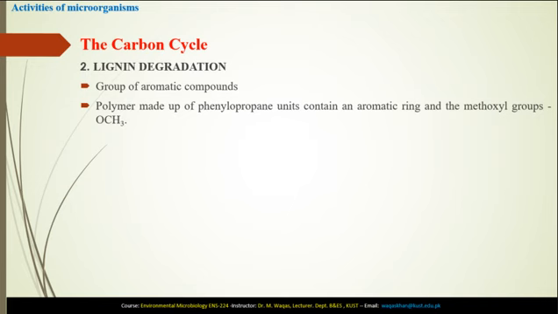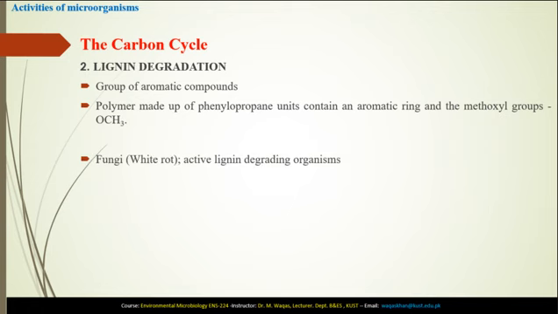The second one is the lignin degradation. As you know, lignin is also a carbon-based material. Lignin belongs to a large group of aromatic compounds, and apart from cellulose, it's the main component of wood tissue, contributing up to 30% of the plant biomass. Lignin is also basically a polymer that is built of phenylpropane units which contain aromatic rings with a methoxyl group, that is the OCH3 group, right?